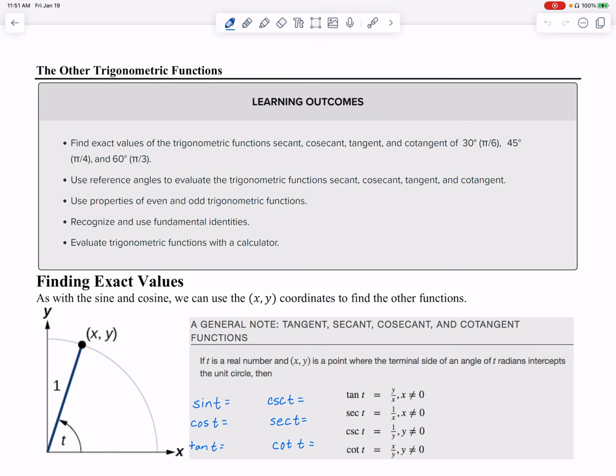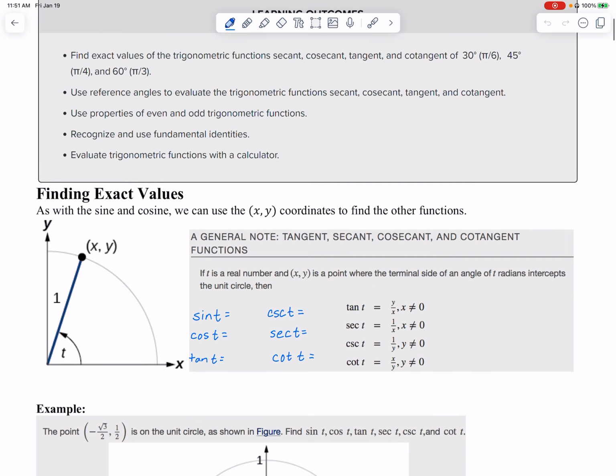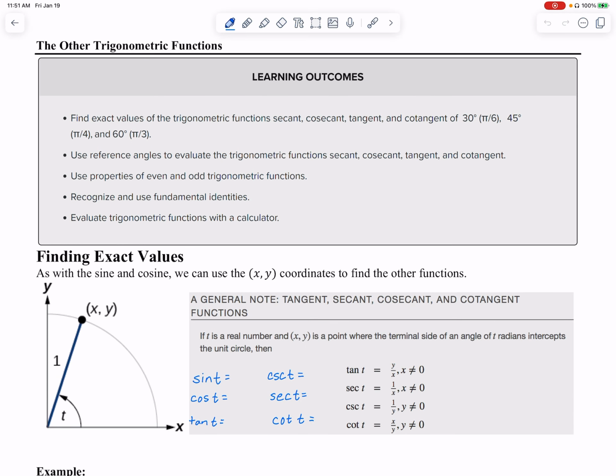We will discuss the other four trig functions that we haven't discussed yet. Just like in the previous videos, we would look at the ratios of the triangles. Remember, there was a video I showed you, and that's how we discovered the sine ratio of y over r will always be the same. The same with the cosine, x over r being the same.